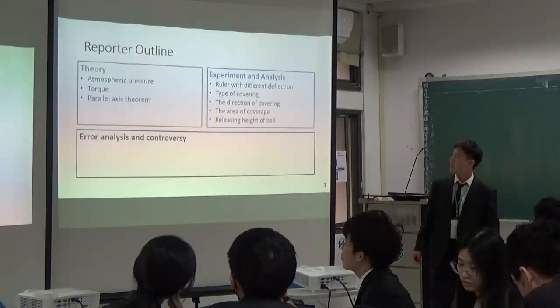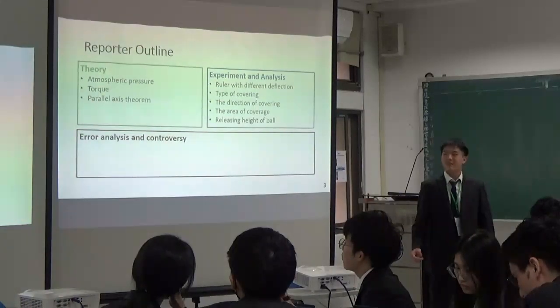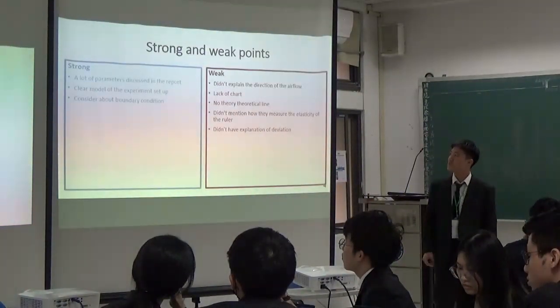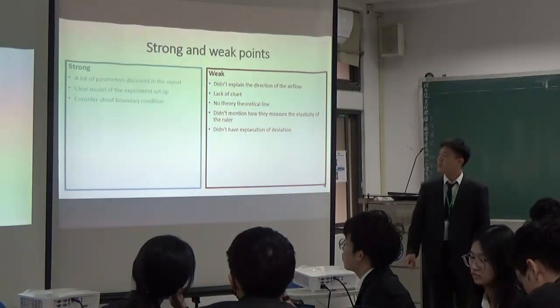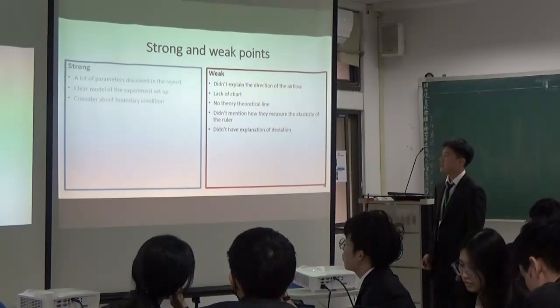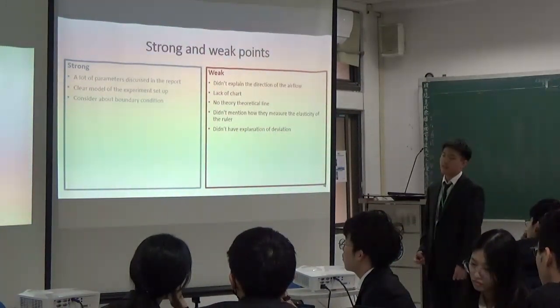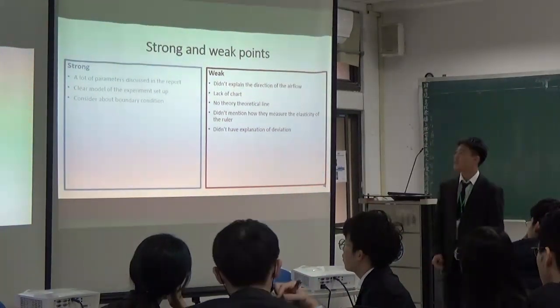and also the type of covering, the direction of covering, the area of coverage, and the release height of the ball. And these are her strong and weak points. First, she had a lot of parameters discussed in the report, and also she had a clear model of the experimental setup, and she considered boundary conditions.